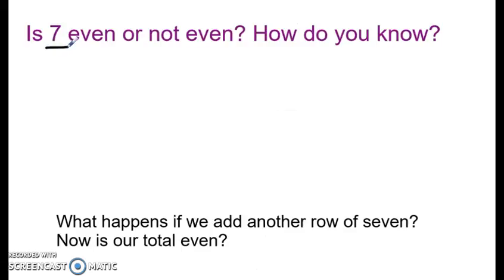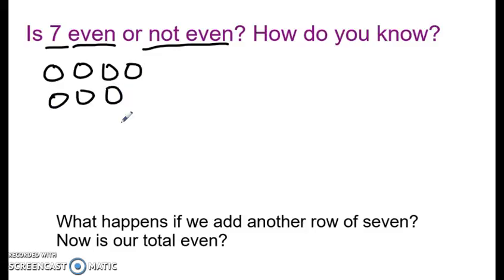Let's take a look at another number, 7. I'm going to see if 7 is even or not even. Well, to figure it out, I'm going to draw 7 things. 1, 2, 3, 4, 5, 6, 7. Now, I'm going to pair them up. So, these 2 have a partner, these 2 have a partner, these 2 have a partner, but my last one does not have a partner. This one is the odd man out. So 7 is an odd number.